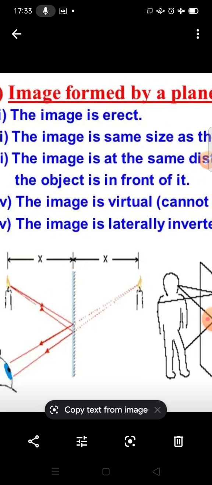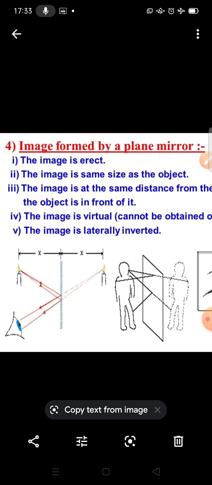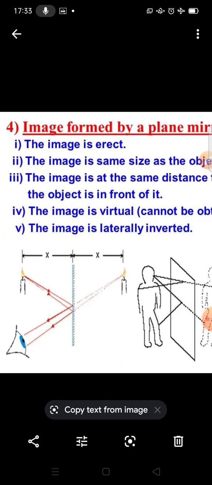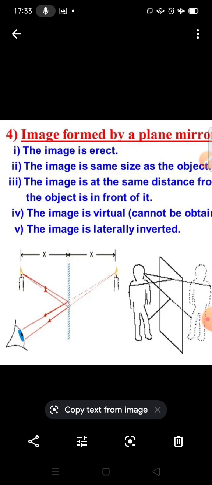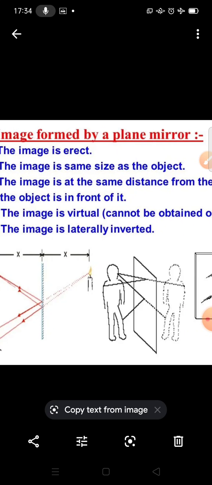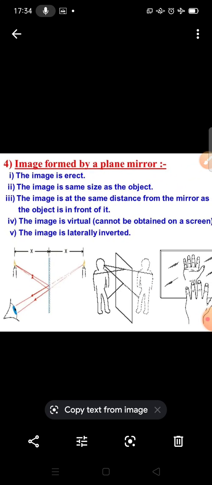Okay. So, the image formed by a plane mirror is always erect. Erect means upright. You can see this also. And it is the same size as the object. Suppose this candle's size is 3 cm. So, the image will be 3 cm. The size of the image will be 3 cm. The distance will also be the same. The image is at the same distance from the mirror as the object is in front of it.